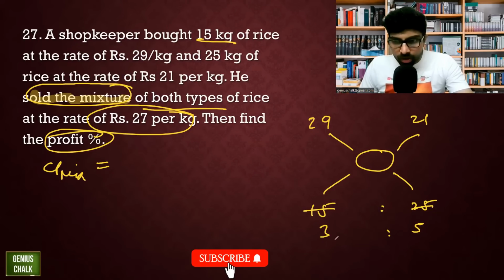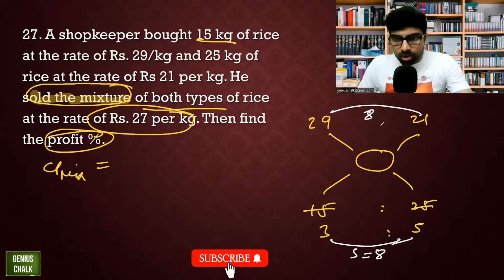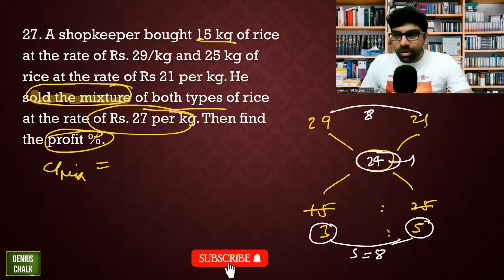So this has to be 29 and this. What is the difference here? It is 8. And what is the sum here? 8. So this is the same. So 29, 5 and 21, 3. So this has to be 24. 24 is the mean price. 21, 24, it is 3. And 29, 24 is 5. So this is 24.